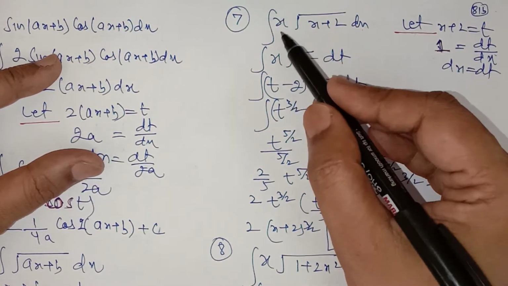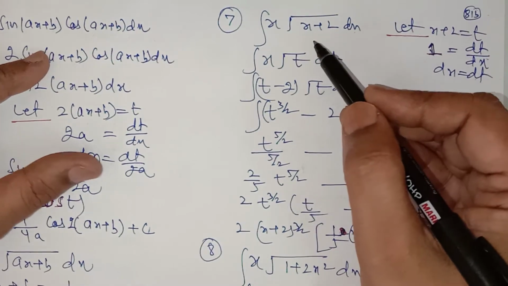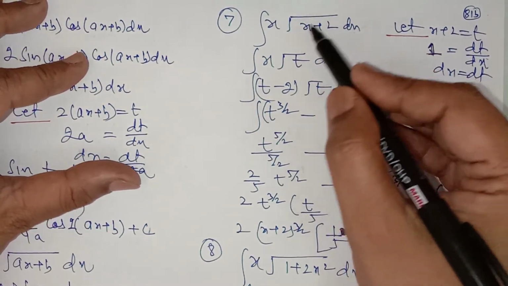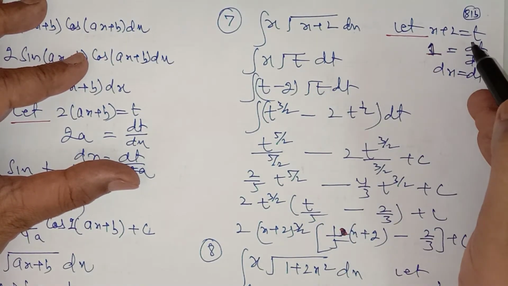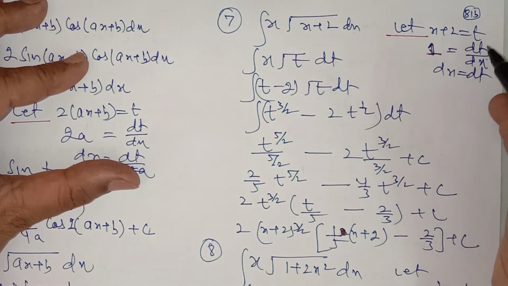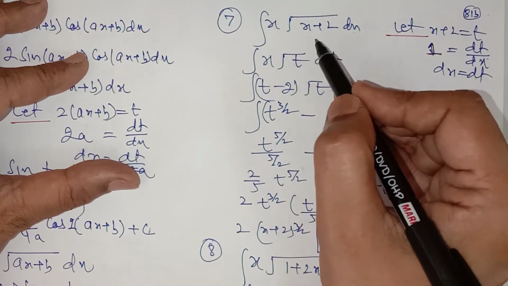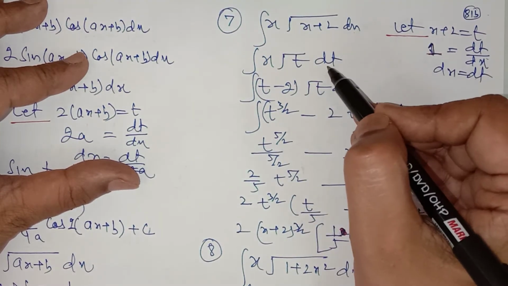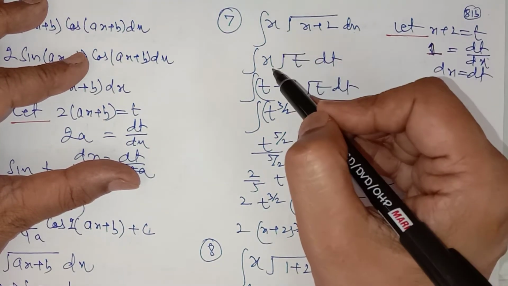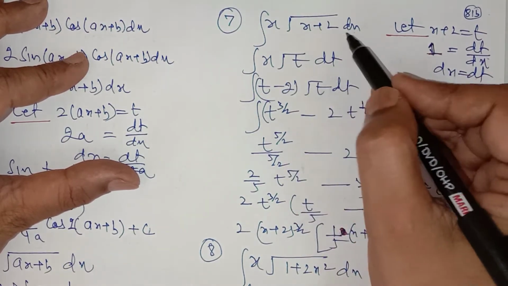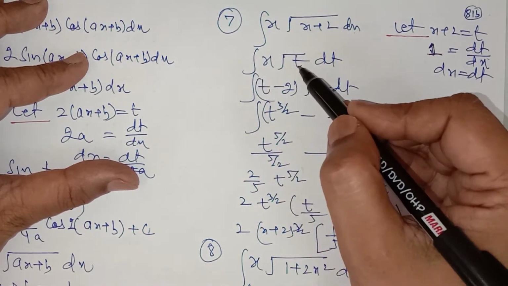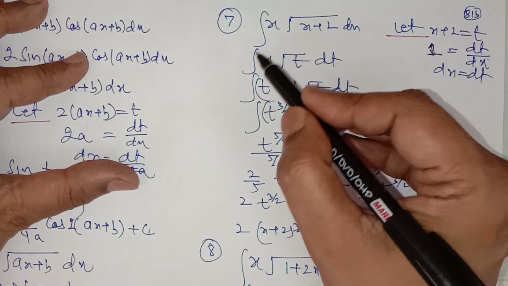Now integration of x root x plus 2. What you have to do very carefully: let x plus 2 is equal to t. So the derivative of this will be dx upon dt is equal to 1. So dx is equal to dt. So it will become root t dx is equal to dt. We have still here x. Now because we have converted dx into dt, all the terms should be in t. So we have to convert this x into t also.